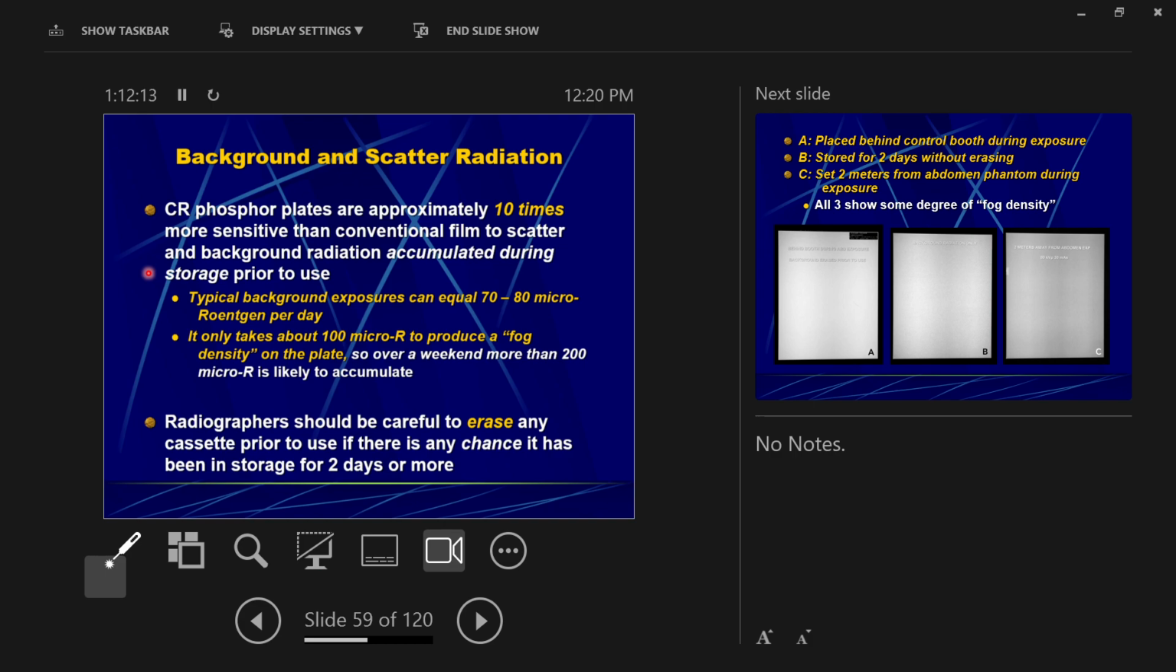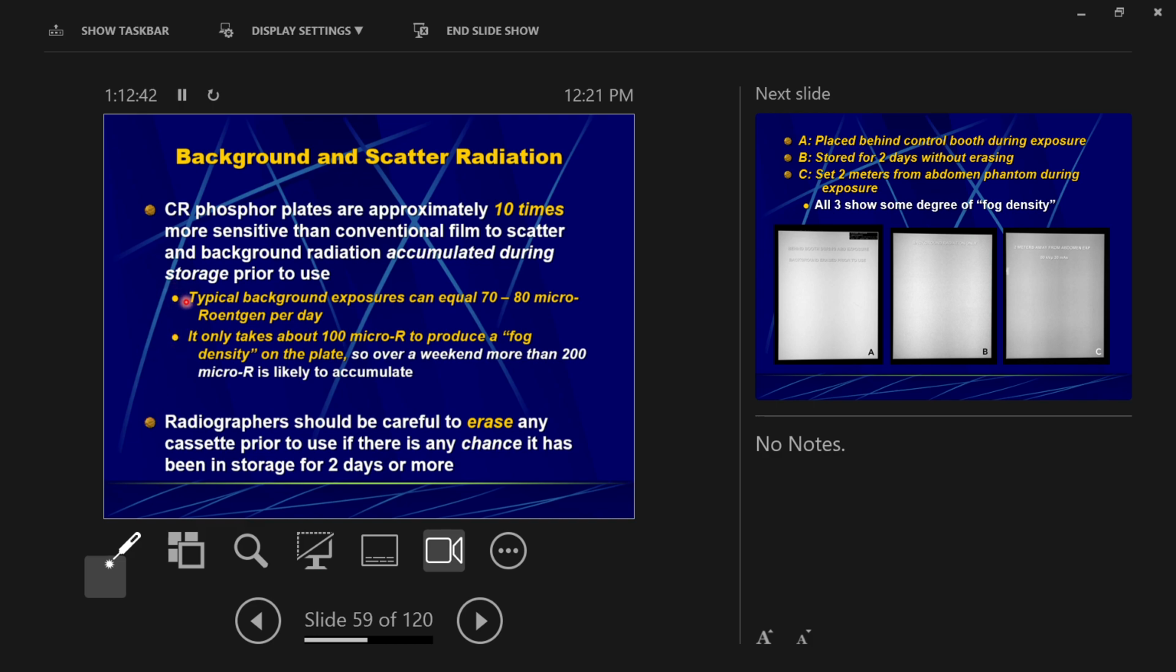But if a plate is left in the x-ray room by accident, or is just left unused for, let's say, days or weeks at a time, because you're using the other plates for some reason, not this one, they will accumulate exposure due to background and scatter. And what this takes the form of on the plate is fog on the imaging plate. I'll show some pictures on the next slide. It takes the form of fog.